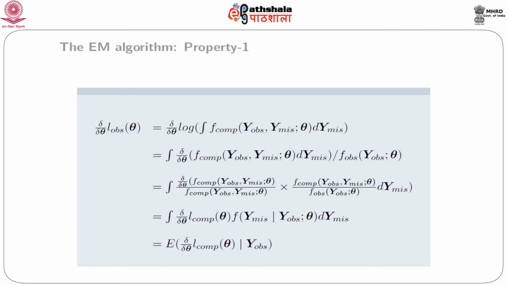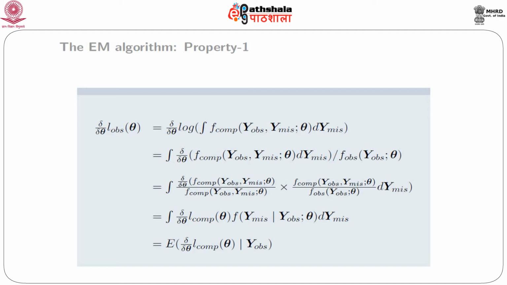The first quantity is the integral of the derivative with respect to theta of the complete likelihood, divided by the observed likelihood. If we do that, we can see that the first term reduces to the derivative of the log likelihood of the complete data, or log likelihood of theta. The second term can be thought of as the joint density of y observed and y miss, divided by the marginal density of y observed.